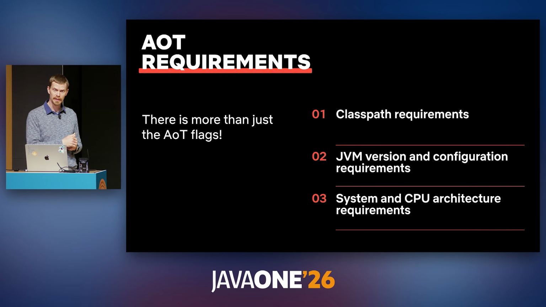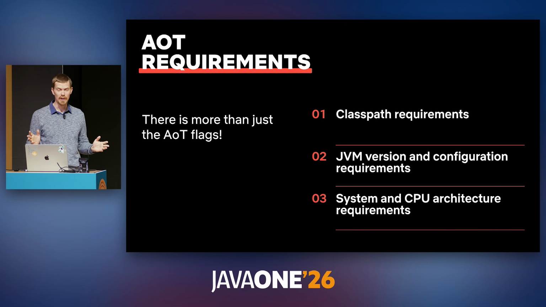The first requirement is around class path. Our class path needs to match between the usage and the recording, and it cannot contain any directories with class files. It needs to be fully packaged jars. The second requirement is that the JVM version needs to be exactly matching between the recording and the usage place. And not just the JVM version, even the JVM configuration needs to be the same. For example, our selected GC algorithm.